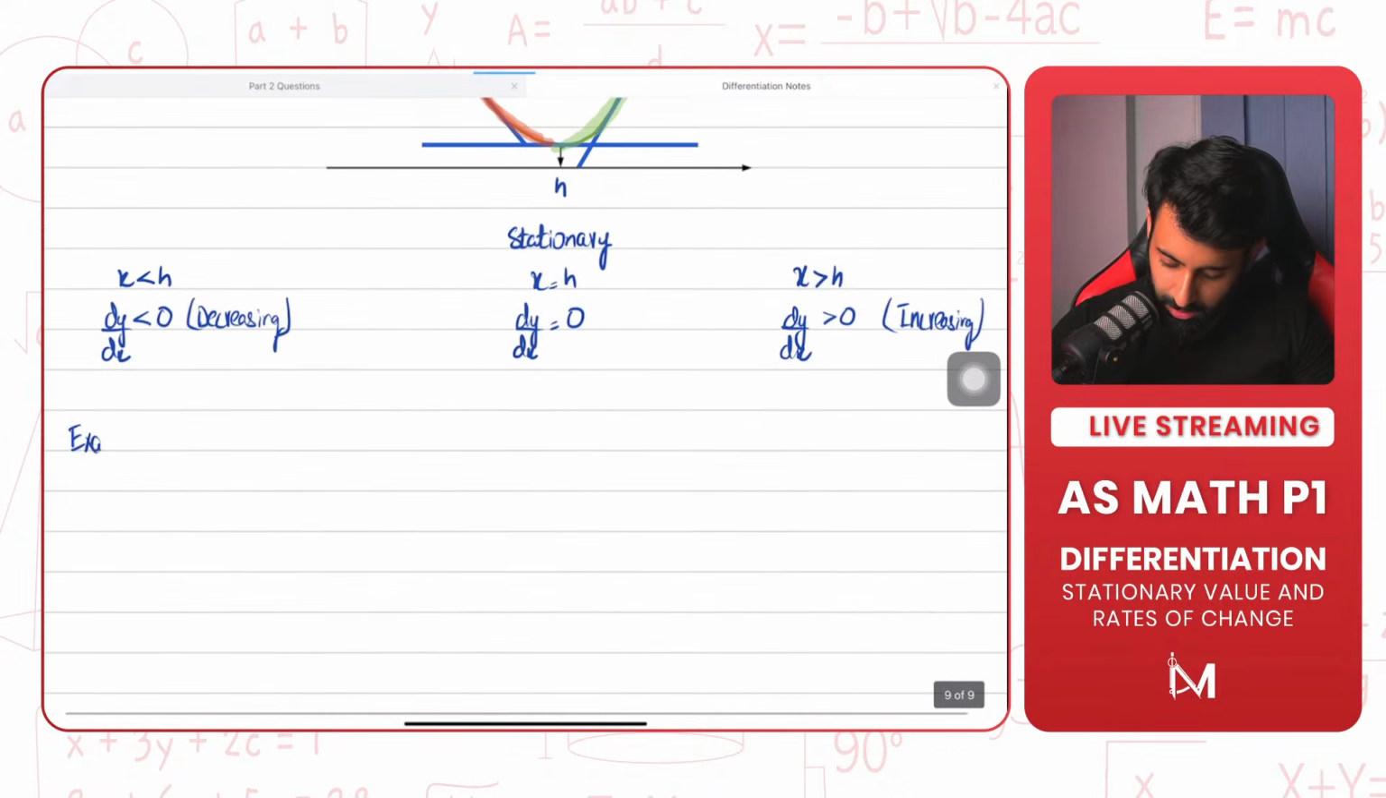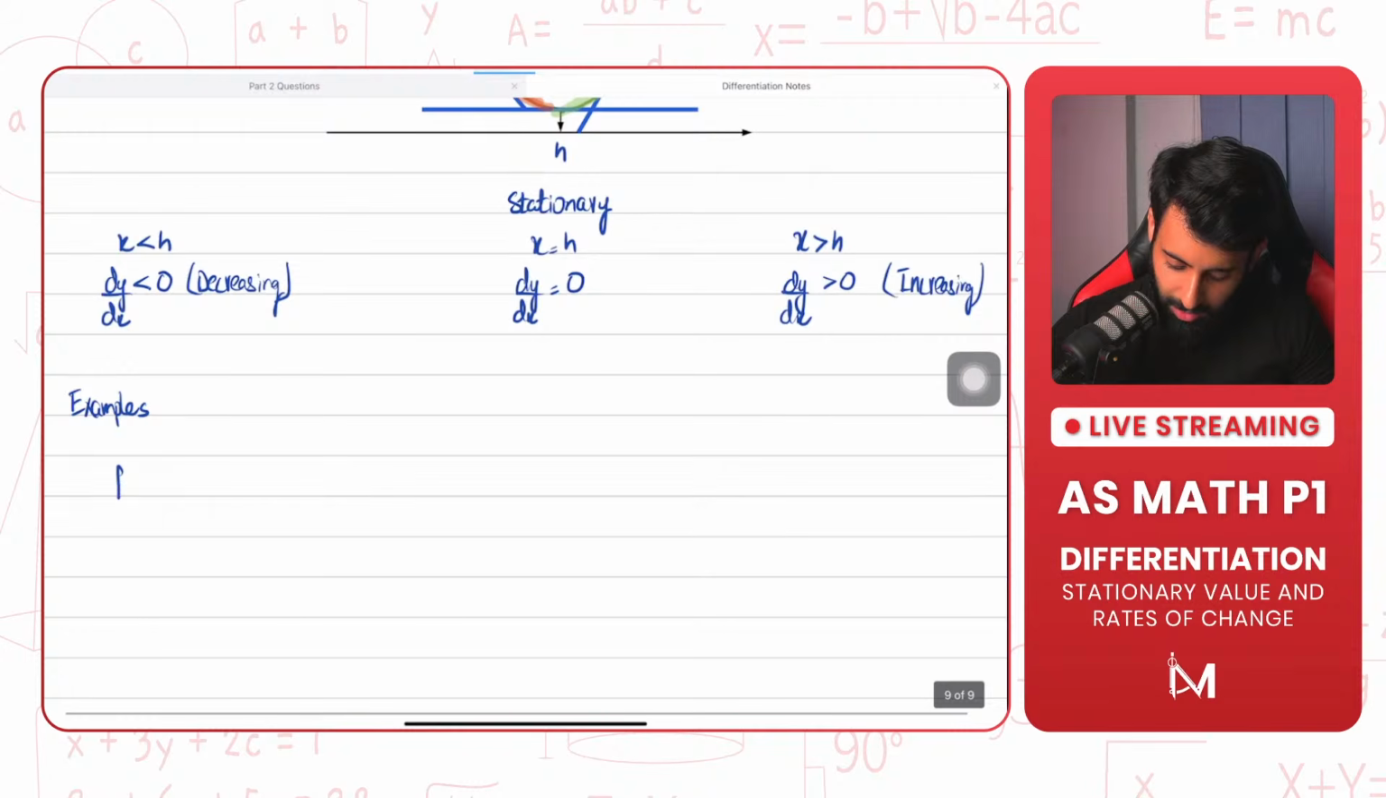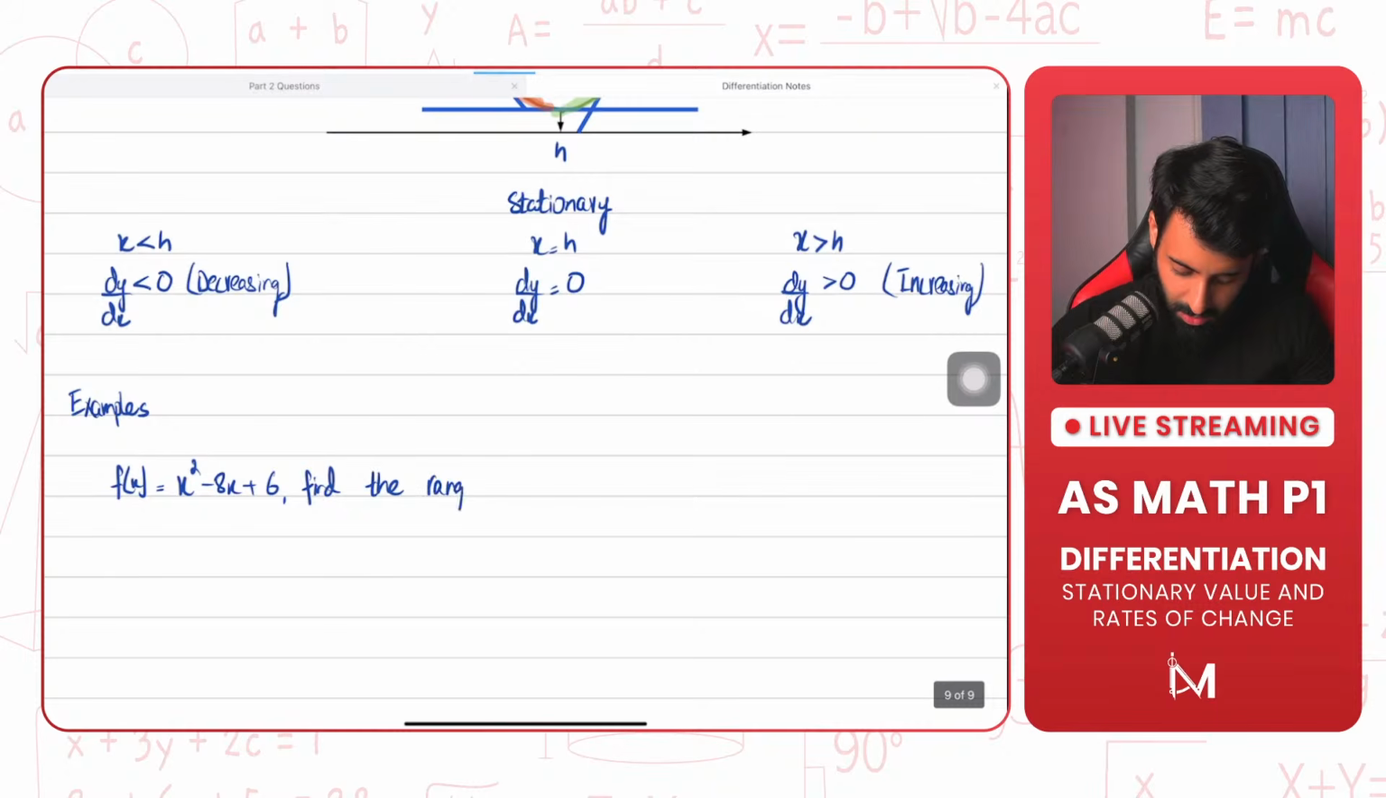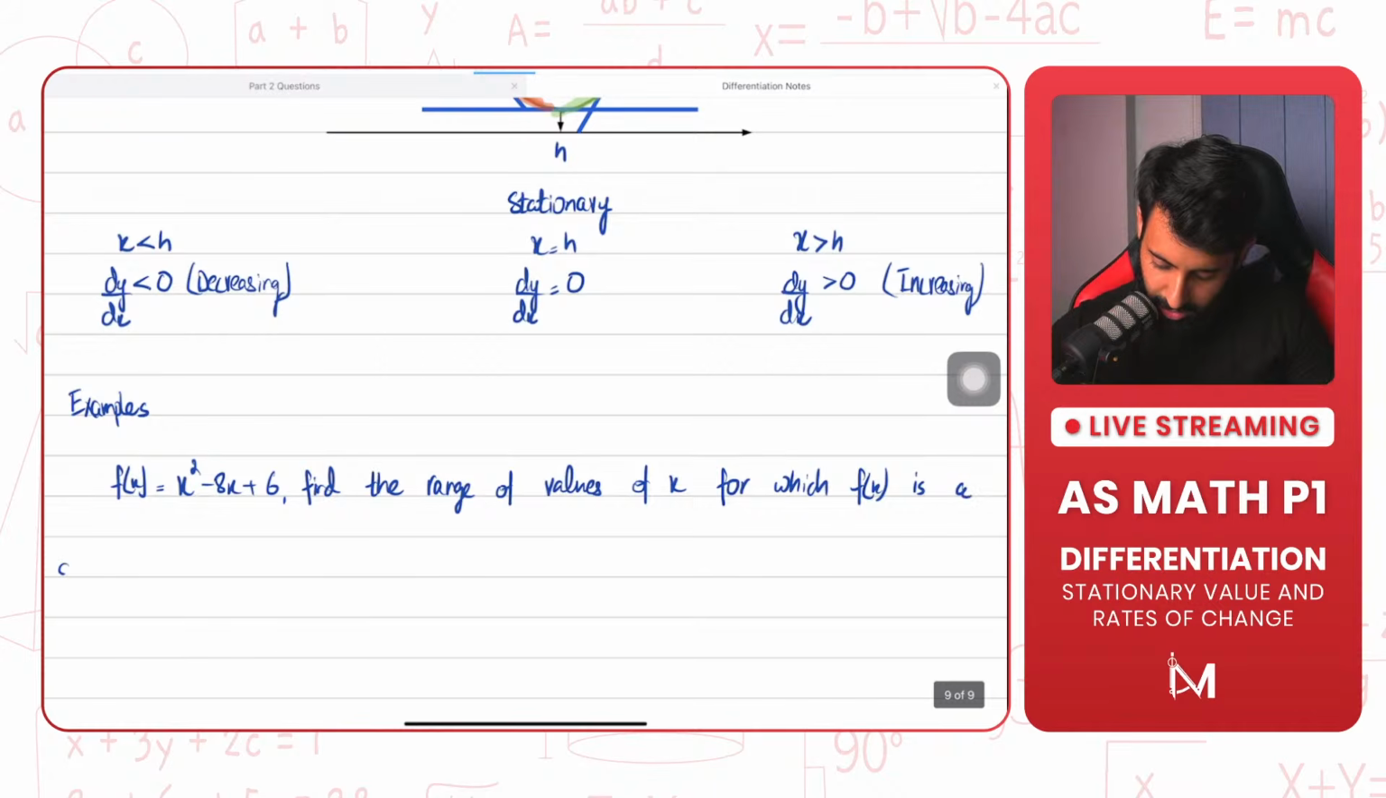So here's a simple example, and then we'll do some past paper questions along the way. Let's say you have f of x, which is equal to x squared minus 8x plus 6. This is a quadratic curve. And the question says, find the range of values of x for which f of x is, and there are two parts to it. Part A, increasing function, and part B, decreasing function.